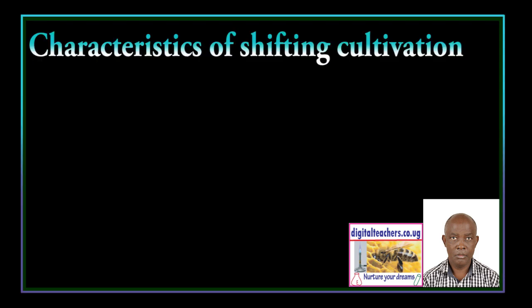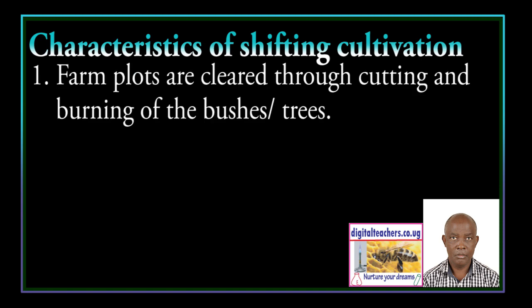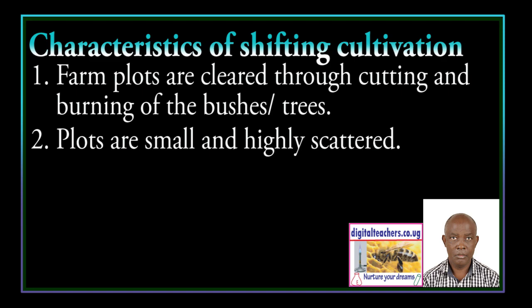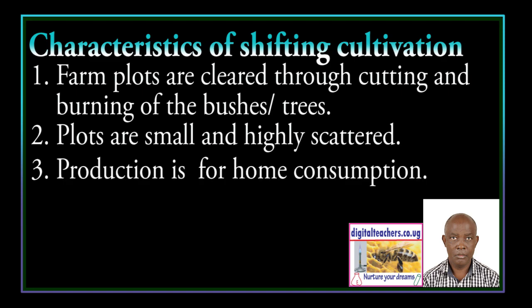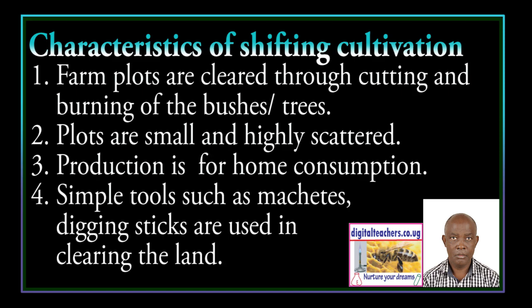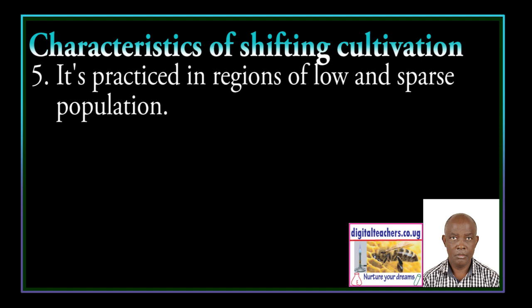Characteristics of shifting cultivation. Farm plots are cleared through cutting and burning of bushes or trees. Plots are small and highly scattered. Production is for home consumption. Simple tools such as machetes, digging sticks are used in clearing land. It is practiced in regions of low and sparse population.